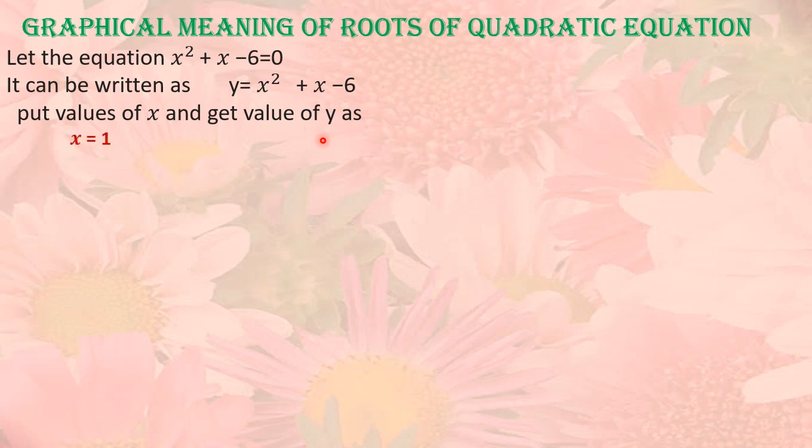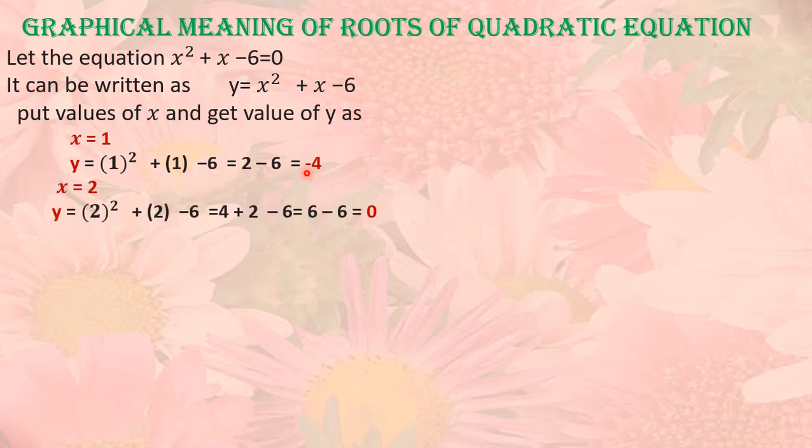Let's take x is equal to 1. For this we get y is 1 square plus 1 minus 6, that is 2 minus 6, which is minus 4. So for x is equal to 1, we get the value minus 4 for y. Let's take x is equal to 2. So y will become 2 square plus 2 minus 6, that is 4 plus 2 minus 6, or we can say 6 minus 6 is 0. That is, for x is 2, we get y is 0.